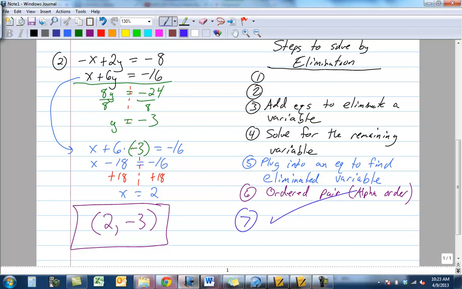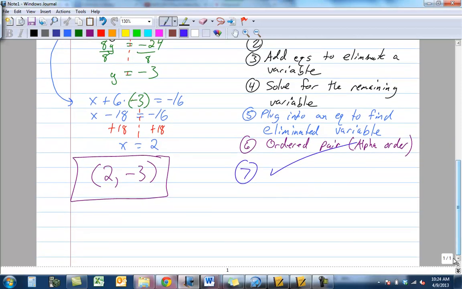So real quick, 2, negative 3. 2 times negative 3 is negative 6. Negative 2 plus negative 6 is negative 8. Works for the first one. 2 plus negative 18 is negative 16. So it definitely works. All right, so here's the thing. There are going to be 2 steps coming up later, but right now you're going to add the equations together, solve for the remaining variable, then plug it back in to find the eliminated variable, and write an ordered pair. So keep your steps handy.